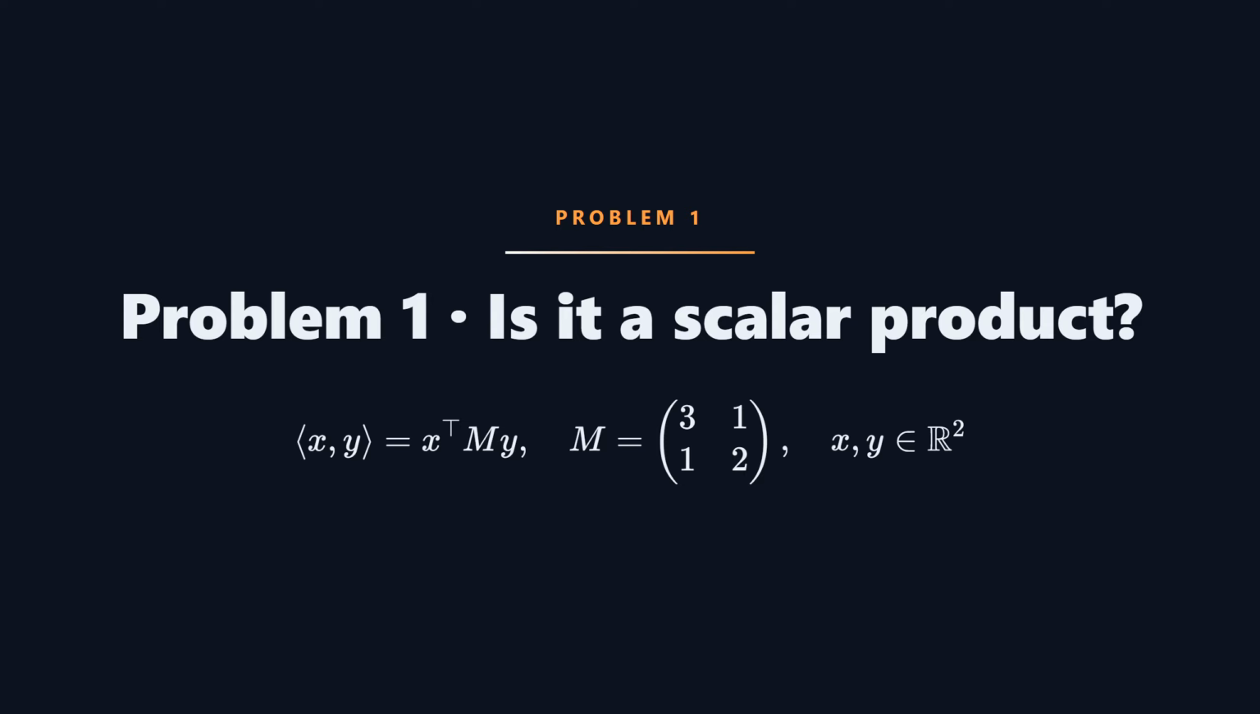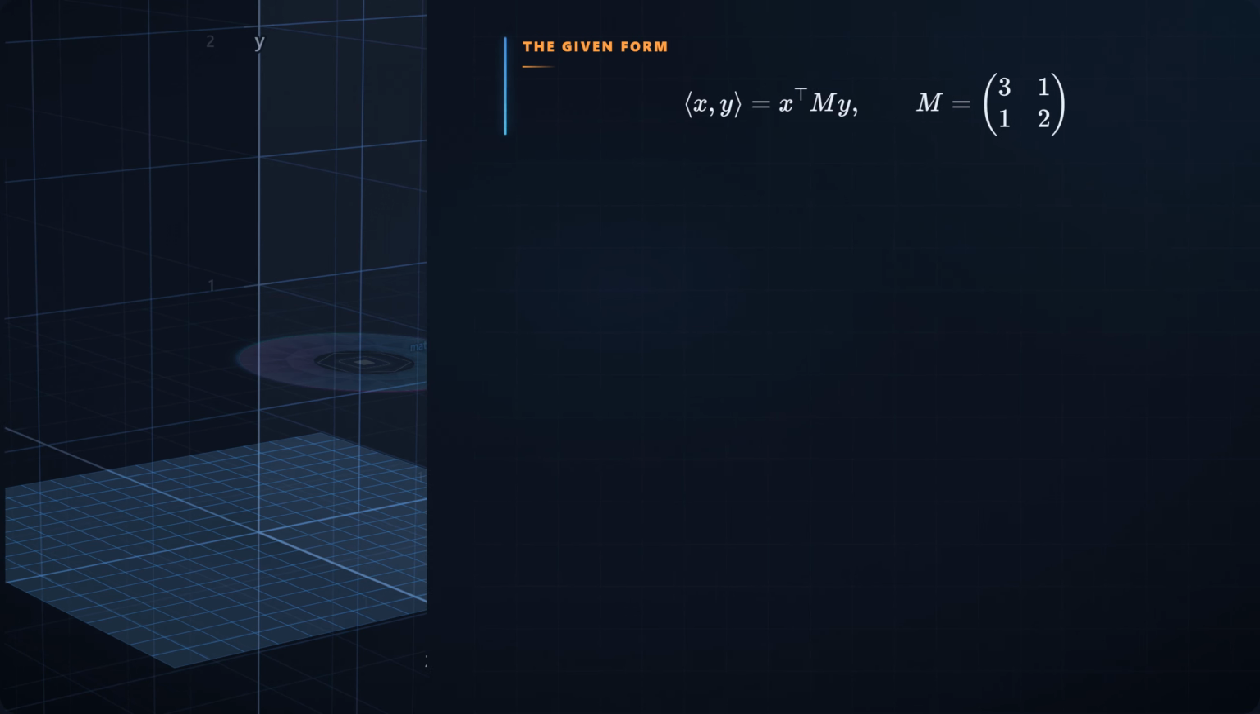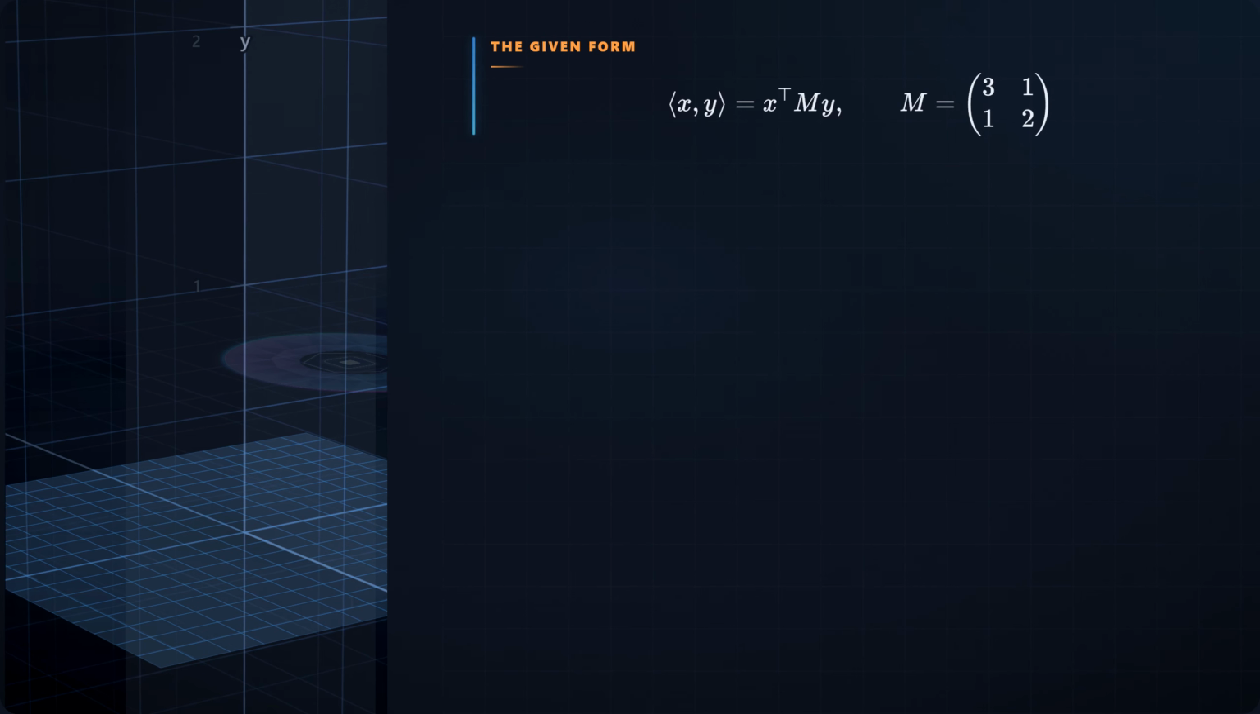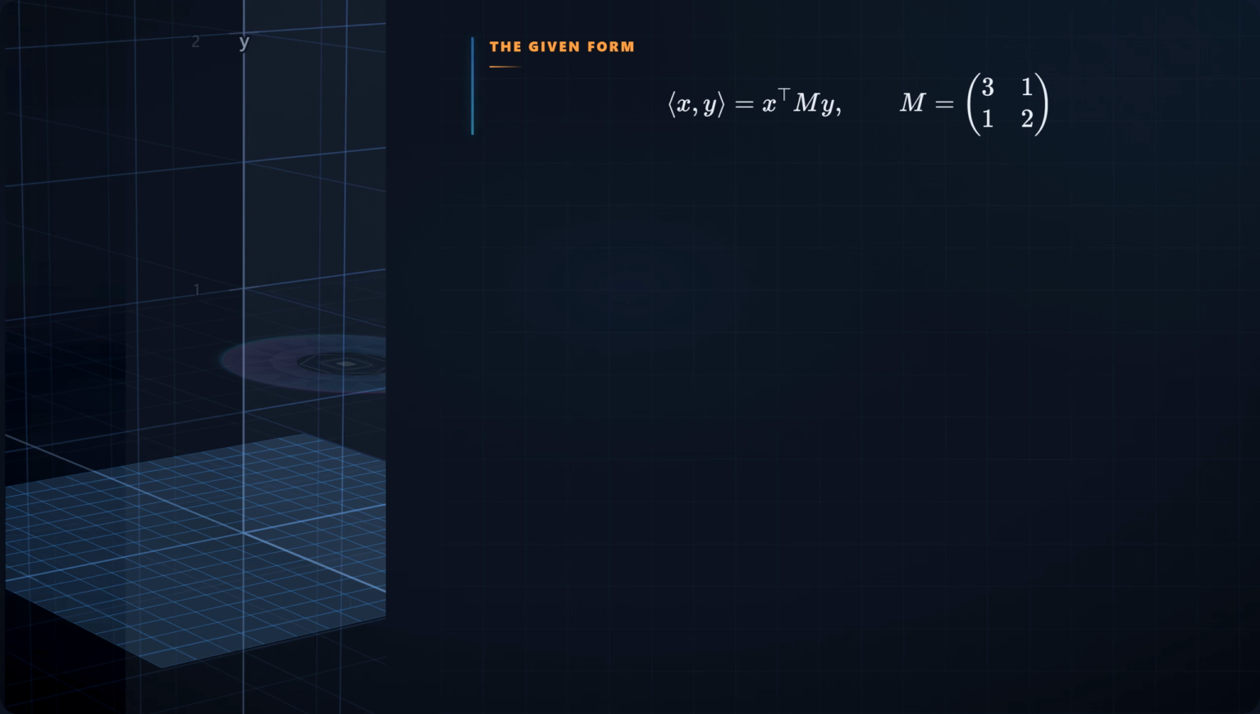Problem 1. The form x transpose My, with M the matrix 3, 1, 1, 2. Is it a scalar product? Walk the 3 axioms. Pause and try. The reflex, 3 axioms, in order. Bilinear, symmetric, positive definite. Write the form down and march.